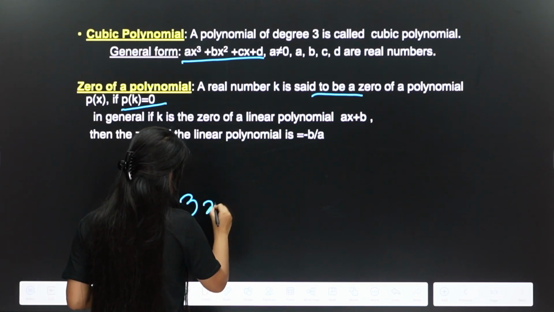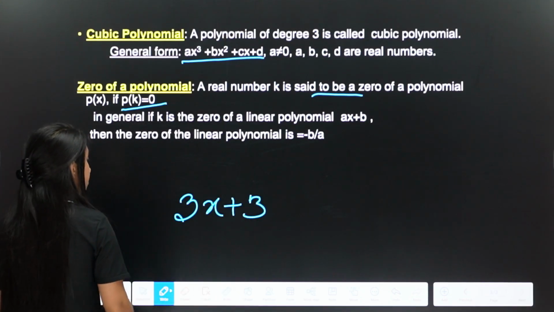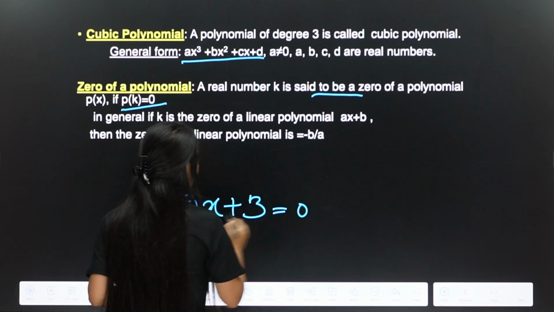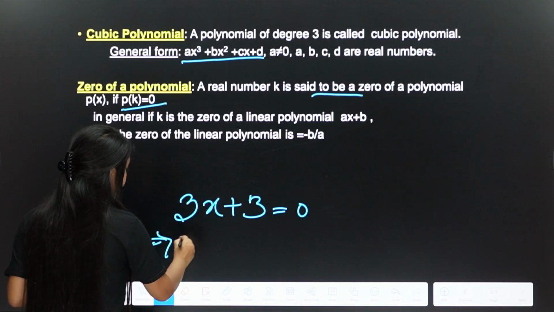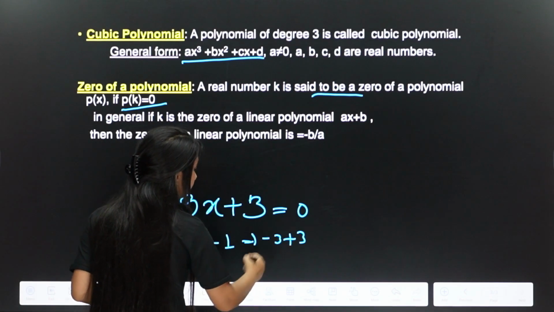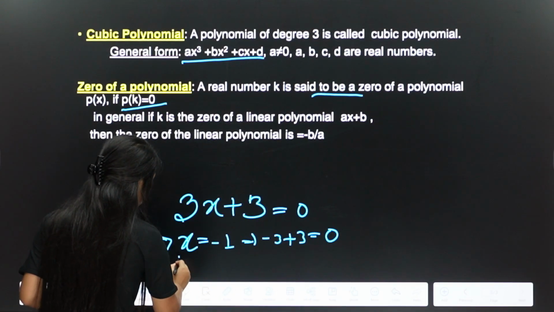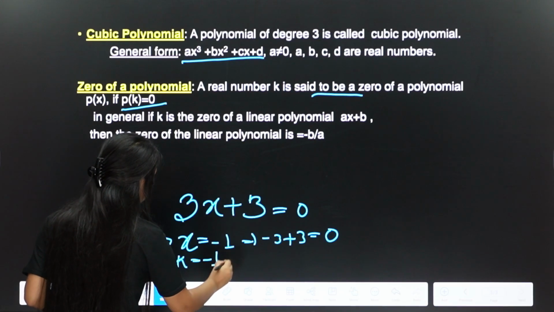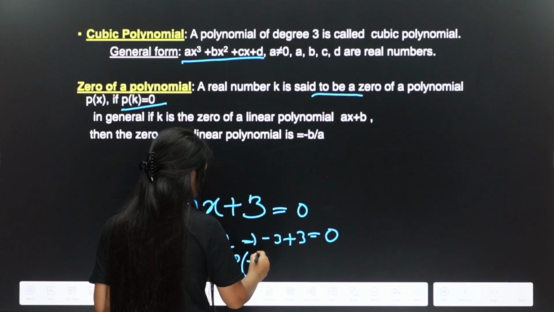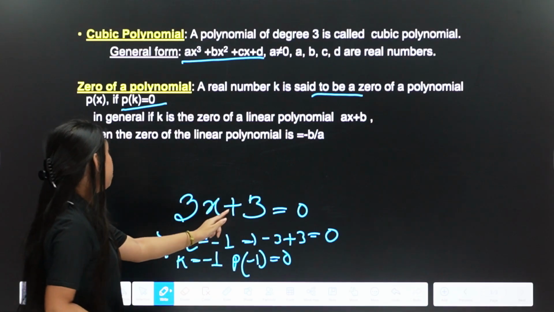3x plus 3. Can you tell me what will be the value of x to get 0? If we put x equal to -1, it will be -3 plus 3, which is equal to 0. Thus k is equal to -1, that is, p(-1) is equal to 0. So -1 is the zero of this polynomial.